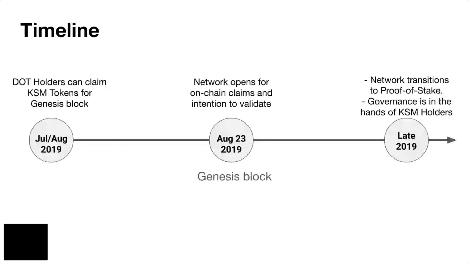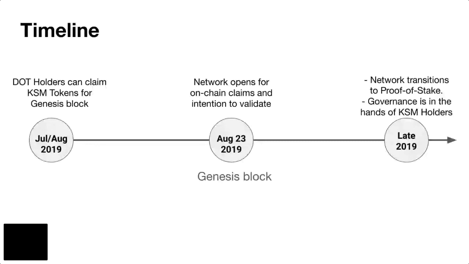About a month and a half later, on August 23rd, the actual genesis of Kusama happened. The network started. It was still in this proof of authority phase where the only validators were run by Web3 Foundation or Parity. The only functionality on the network at the time was to make on-chain claims or to make validator intentions, which signaled that you wanted to be a validator.